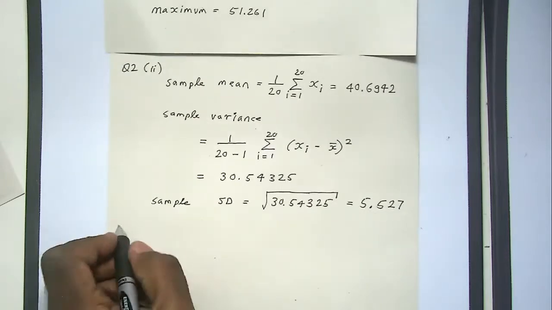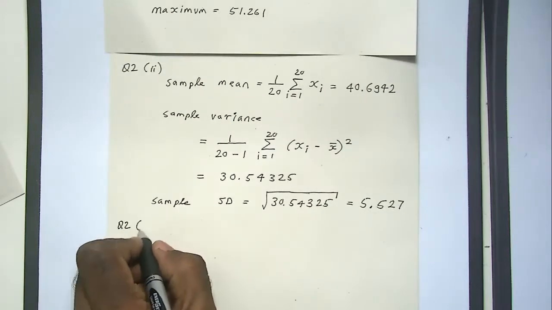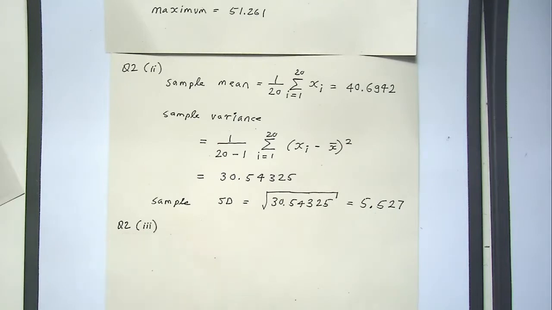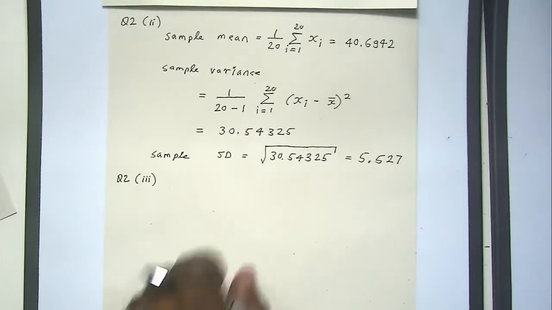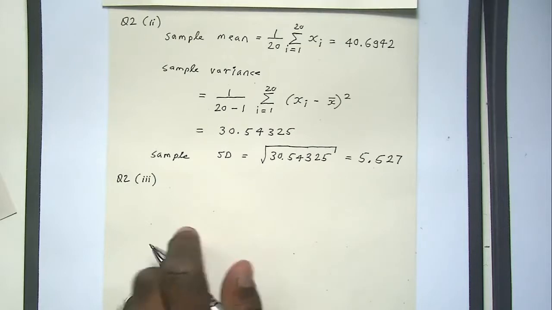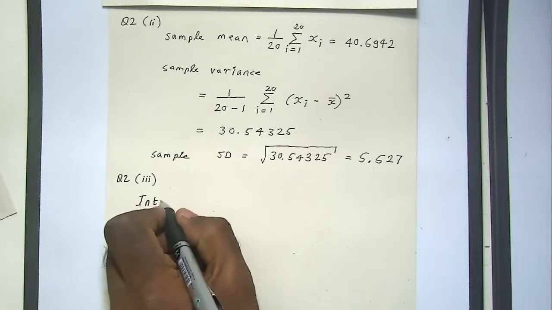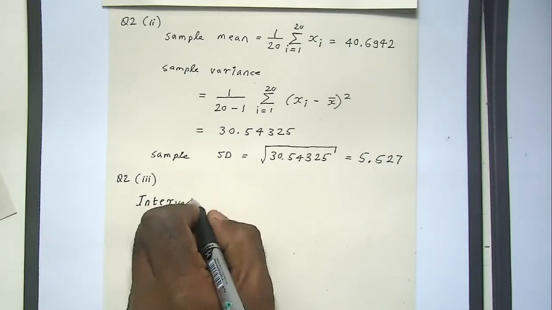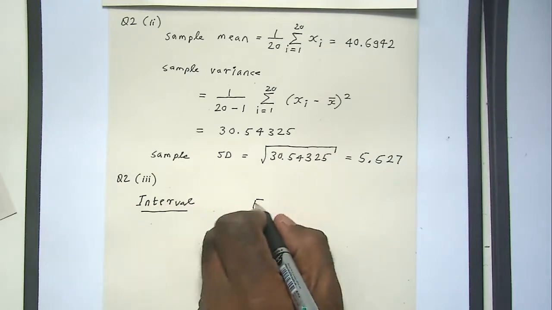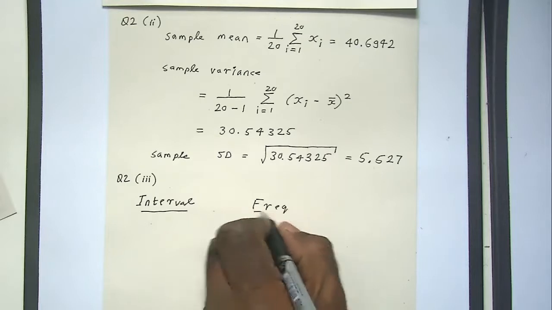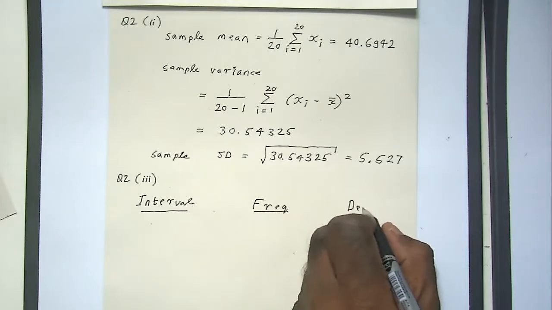Part 3. Part 3 is asking you to draw a frequency table. I'm sure if you did this in A-level S1 or S2, you would have done things like this. You need to have 3 columns. The first column is interval, the second column is frequency, and the third column is the density column.